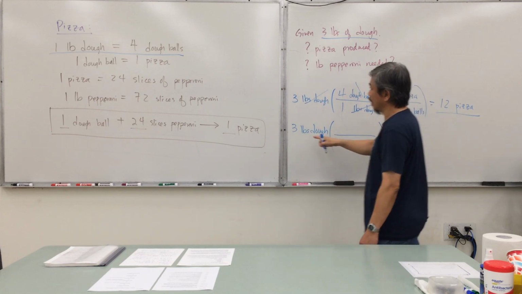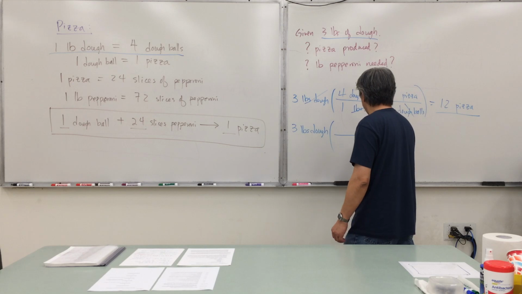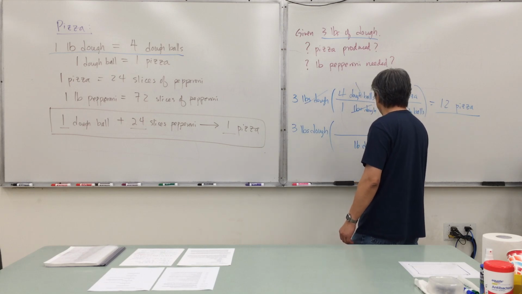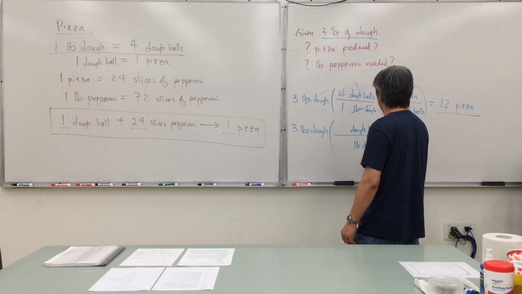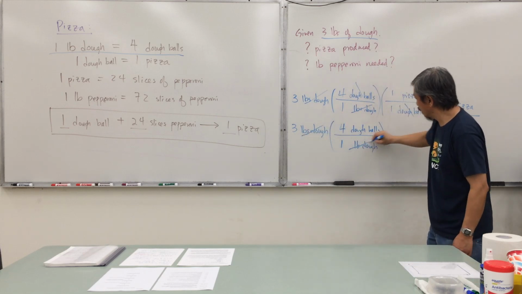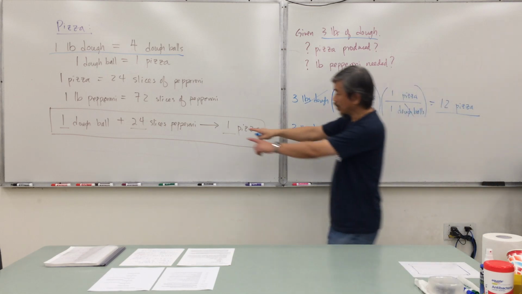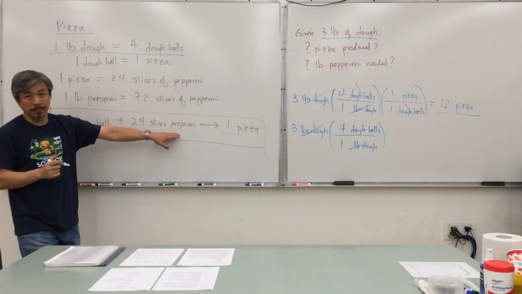Now in this case, to look at this, I can first make sure I have the number of dough balls. So again, I need the number of dough balls. This first conversion still looks the same, 4 to 1. Okay, so now I have the number of dough balls. Once I have this, I can now see a relationship between the number of dough balls and the number of slices of pepperoni that we need.